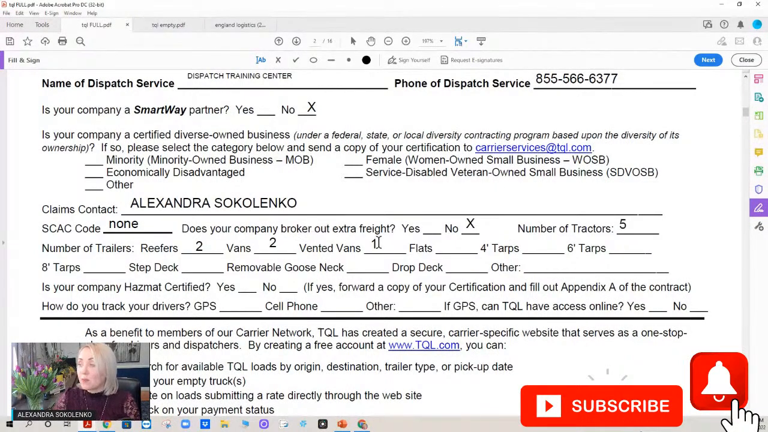Does your company broker extra freight? Yes or no? Well, if you say yes, that means you're going to be booking loads with TQL and double brokering. So this question is kind of tricky. Of course, no, you're not going to do that. You're not going to do double brokerage, right?